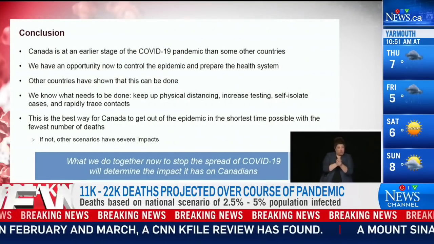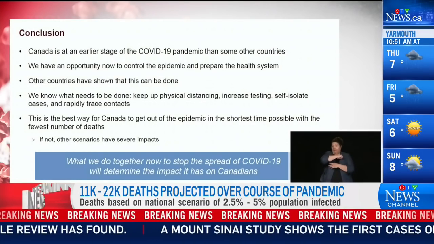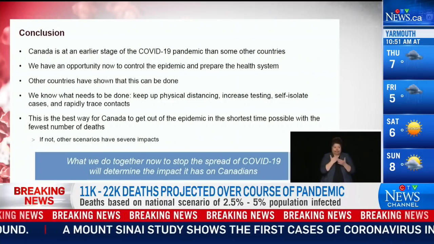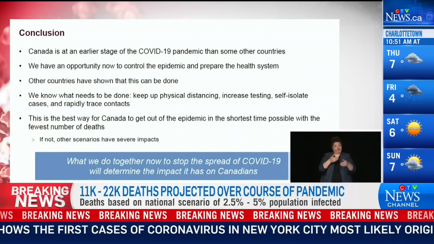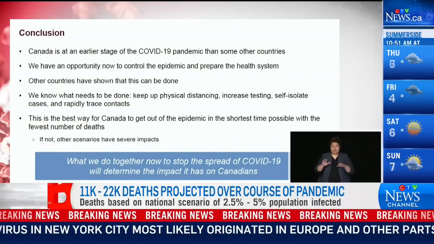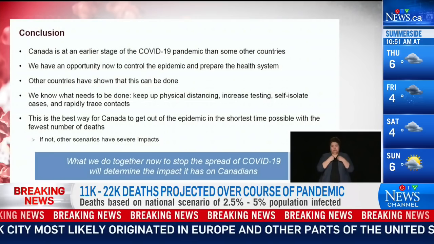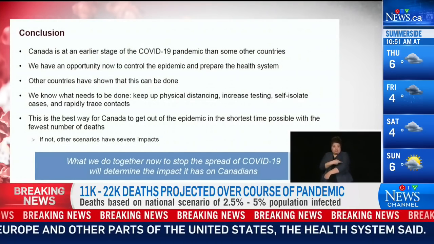What we do together now to stop the spread of COVID-19 will reduce the impact of the epidemic and determine how soon we can readjust our public health measures. What we do together now will buy us more time to further understand the virus and to develop treatments and vaccines. We are the authors of our fate. Together, we can flatten the epidemic curve.